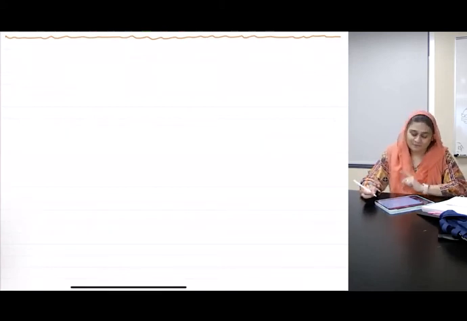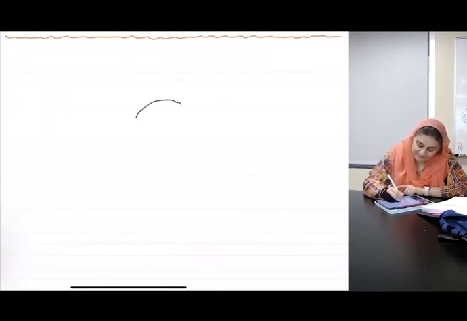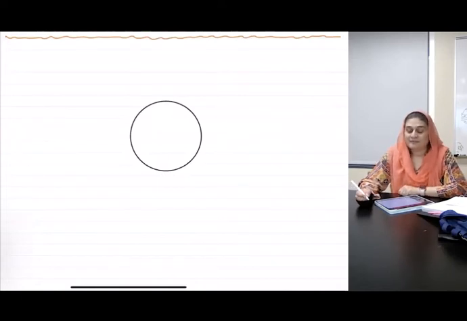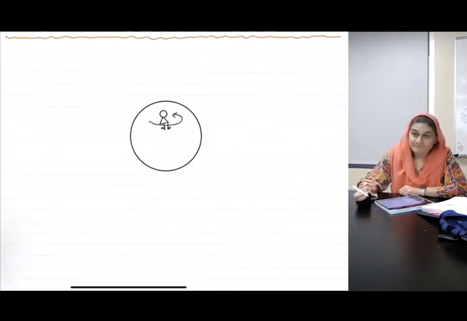I want you to draw a circle in the middle. We'll see how this goes. And I want you to make a little person here twirling and write E field here.